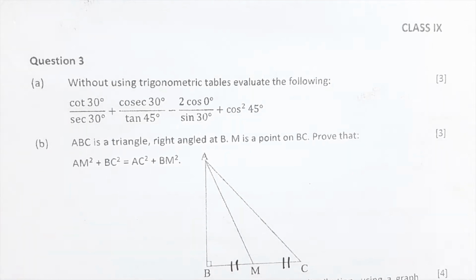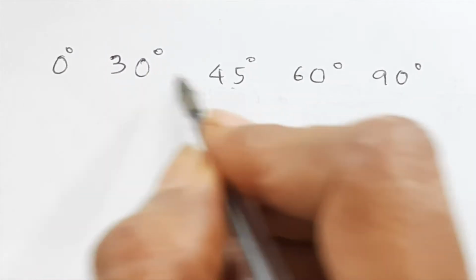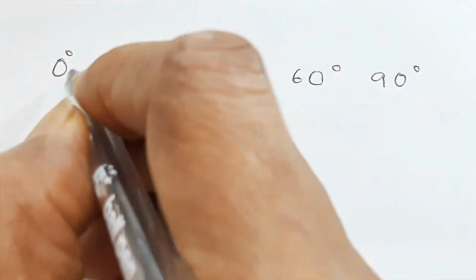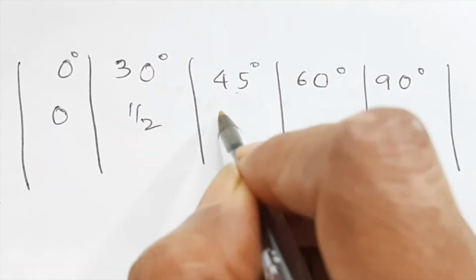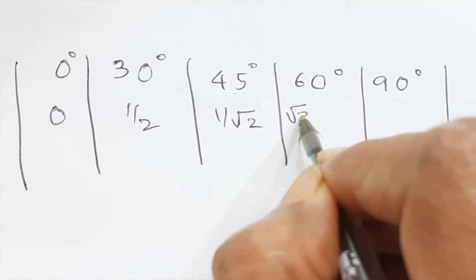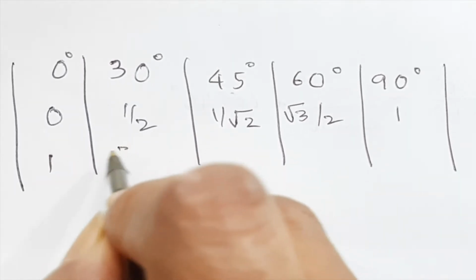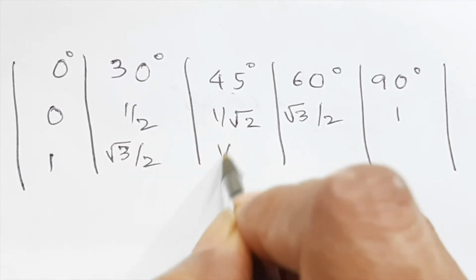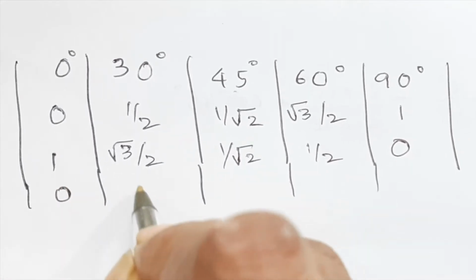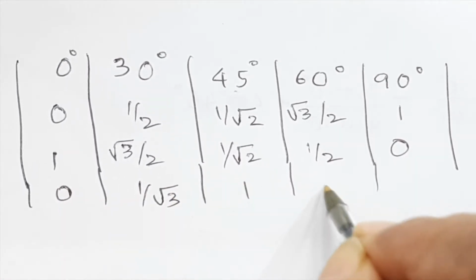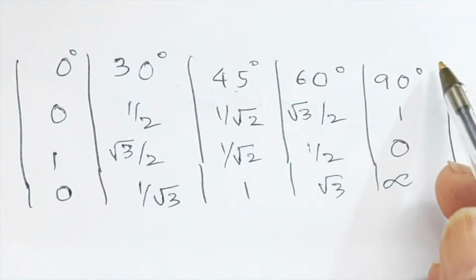Okay, question 3a, let's write it down. For our standard angles, we will write the standard angles 0, 30, 45, 60, 90. This is what you have to do in rough. This will be 0, half, 1 upon root 2, root 3 by 2 and 1. And then we will write 1, root 3 by 2, 1 upon root 2, half, 0, and 0, 1 upon root 3, 1, root 3 and infinity. Now you need to know this by heart.